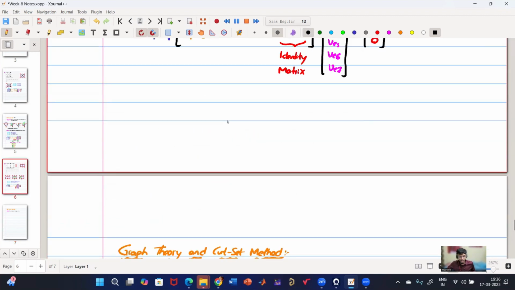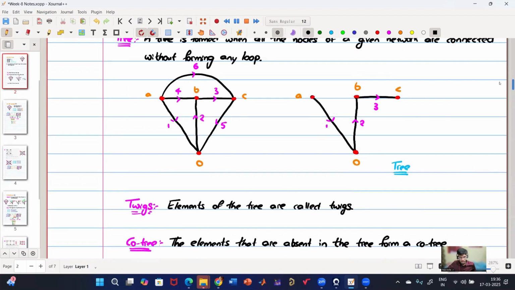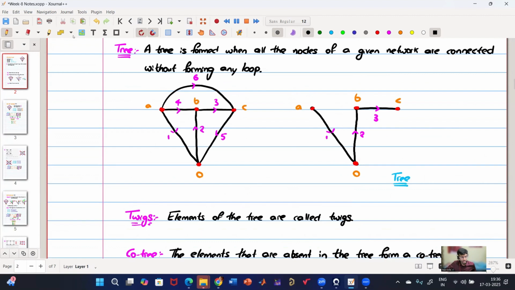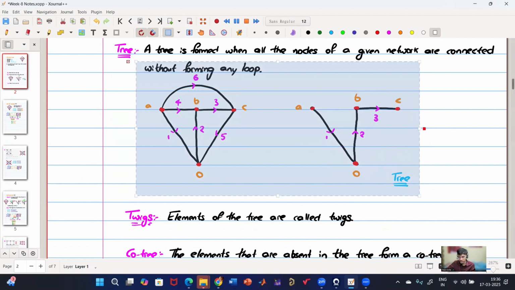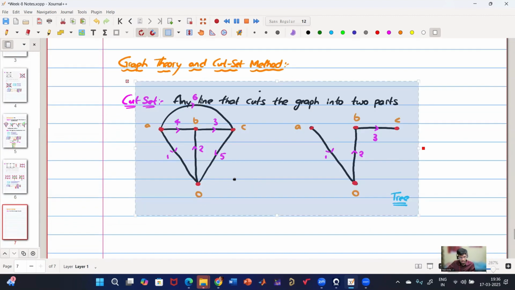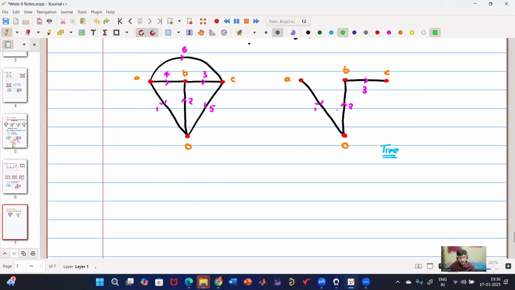What I mean to say, let me quickly take that example, the one we have taken at the beginning. This example only we are taking. So I'll directly draw any line that cuts, the one line I'm drawing. So it is cutting the network into two parts, right? Similarly, I can draw like this, or I can draw like this. So any line that cuts the graph into two parts, that is called a cut set. Now there is something called fundamental cut set.